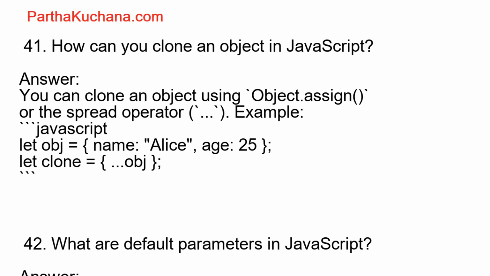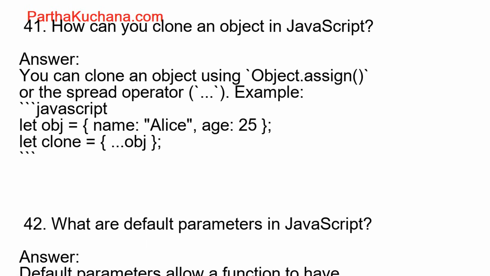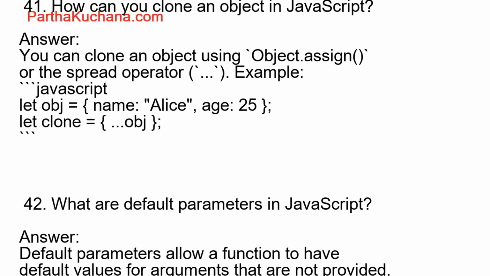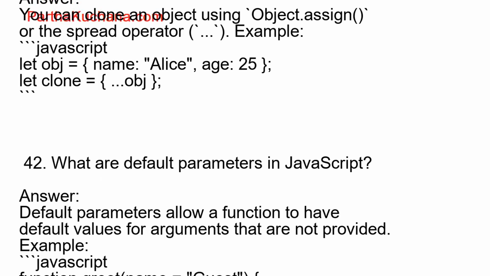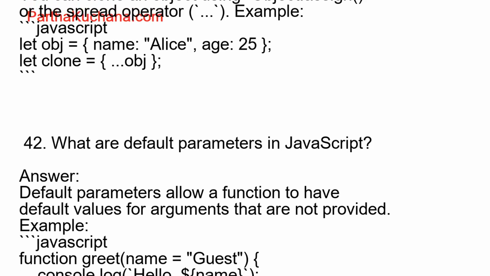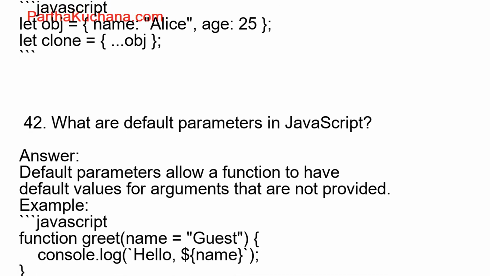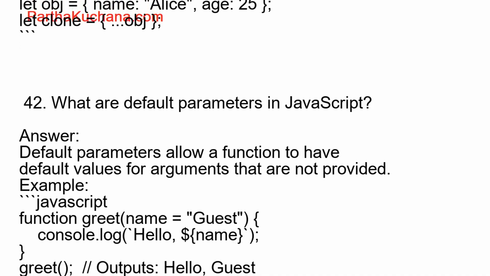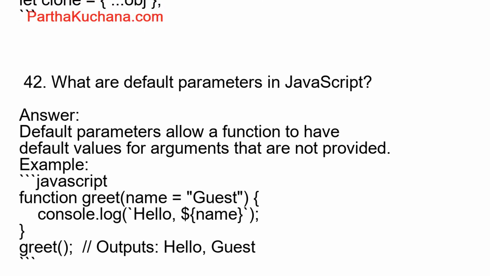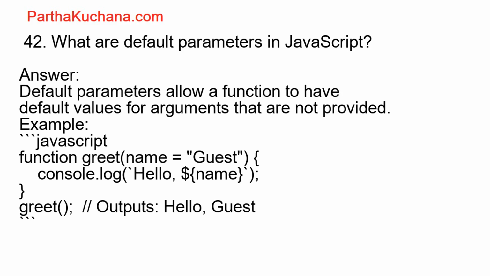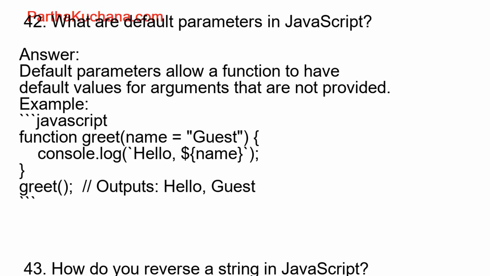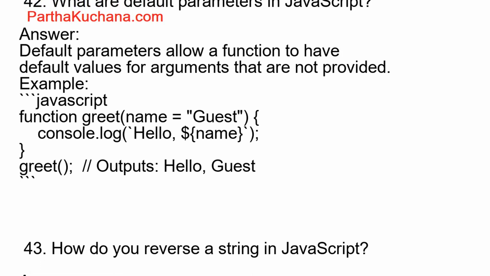43. How do you reverse a string in JavaScript? Answer. You can reverse a string by converting it to an array, reversing the array, and then joining it back into a string. Example, JavaScript. Let str equals hello. Let reversed equals str.split.reverse.join. Console.log reversed. // outputs. olleh.